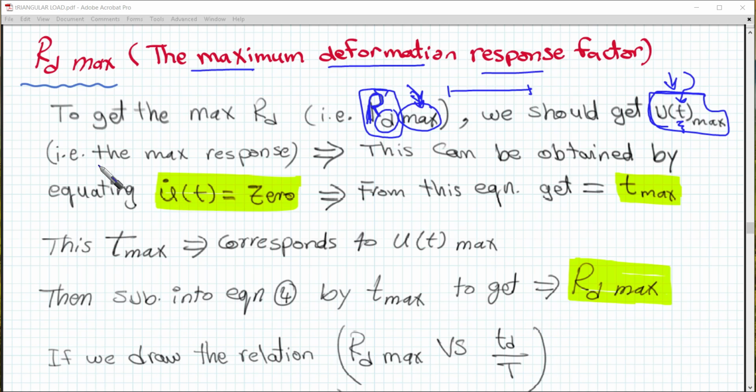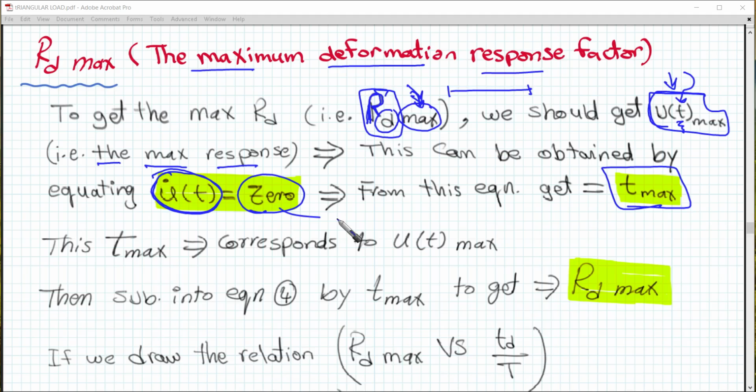Okay, this means that the maximum response can be obtained by equating u dot of t, which is the derivative of the equation, by 0. From this equation we can get t maximum. We equate u dot of t with 0. This equation has t, and we equate the right hand side to 0. Then we are going to obtain t equal to a specific value, whether for the first phase or the second phase.